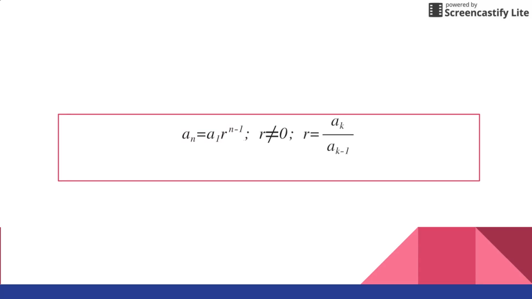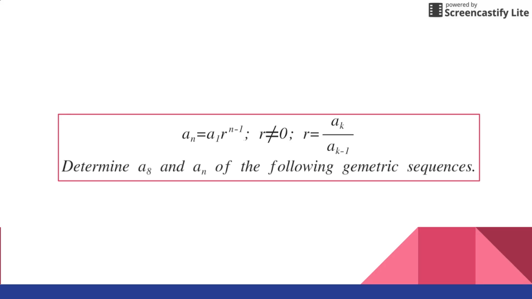And to find the common ratio, you would divide any term in the sequence by the previous term. So in the first few problems we are doing today, we will be finding the equation for the geometric sequence and then finding the 8th term of that sequence.